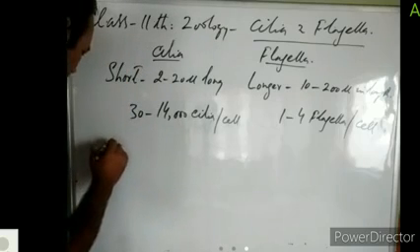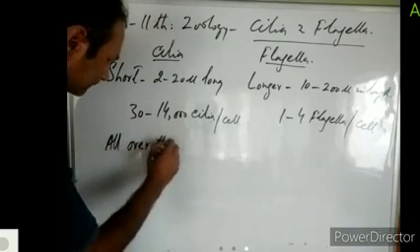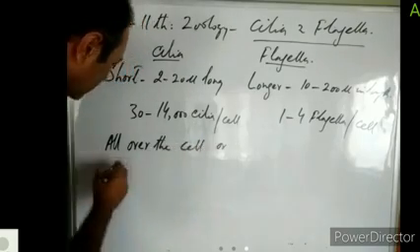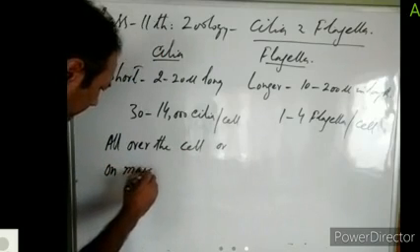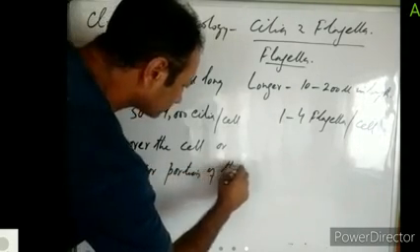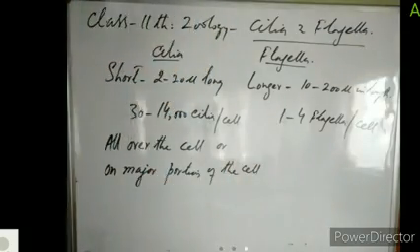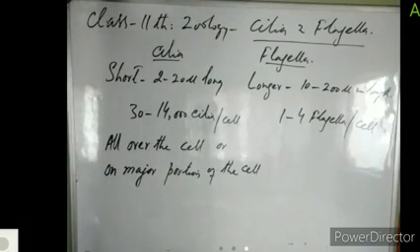Cilia may be present all over the cell, or they may be present on a major portion of the cell. They may be found all around the cell, for example in the case of paramecium. Paramecium is surrounded on all sides by cilia, right? Or in certain cases, the cell may have cilia on its major portion, right?